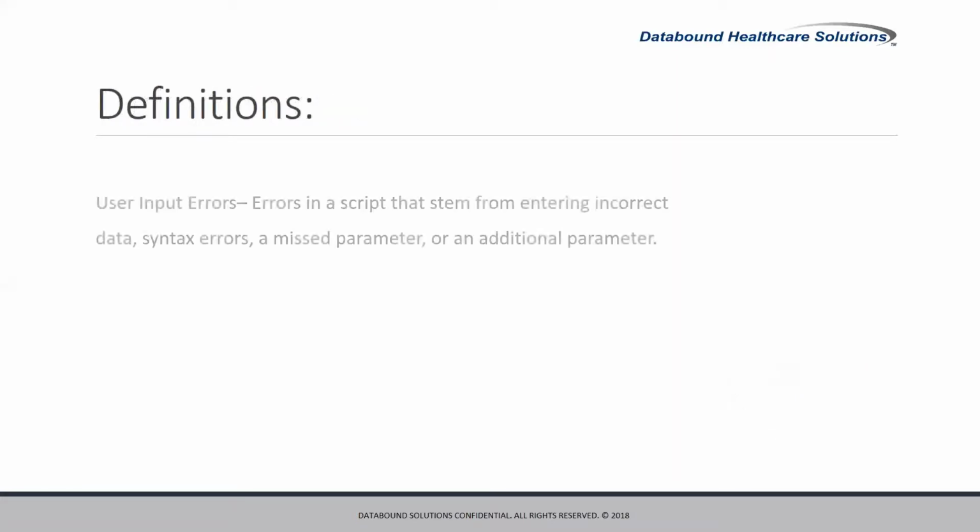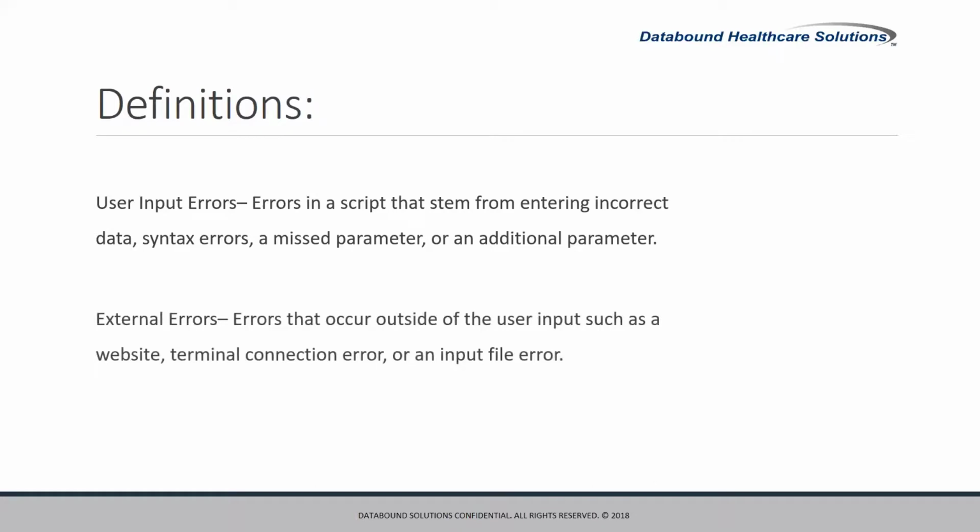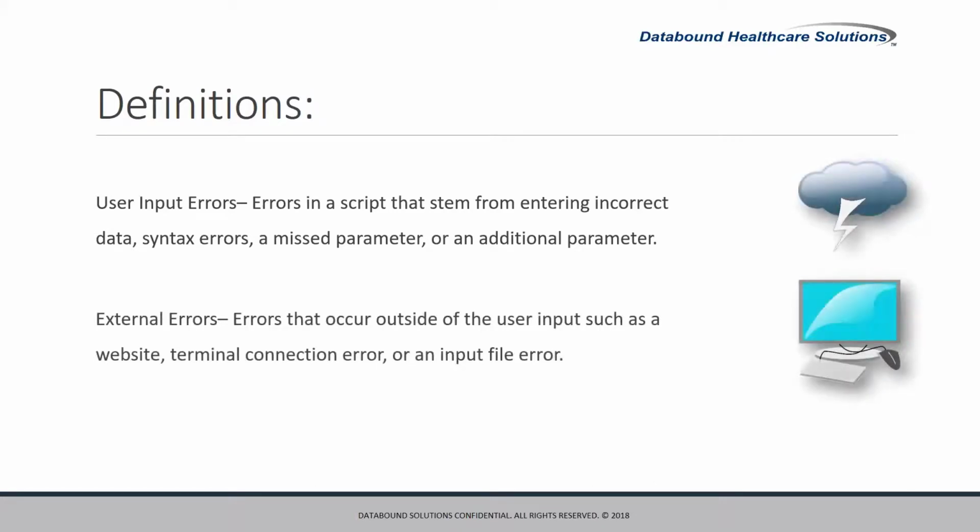So what do I mean when I say user input error? This is any error that the individual writing the script may have overlooked or added. It could be incorrect data entry, such as incorrectly specifying a variable in a script that hasn't been initialized in the script. It could be a syntax error, such as mixing up two parameters in a command, or adding an additional parameter. External errors, on the other hand, are errors that happen outside of the user. It's easy to think of external errors like connection issues, such as with the website being down, or a terminal isn't connecting, or the input file is in a different place than you specified in your script.